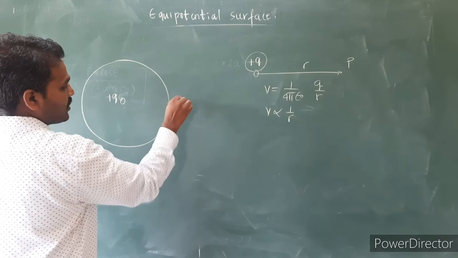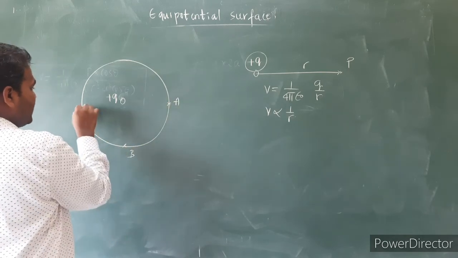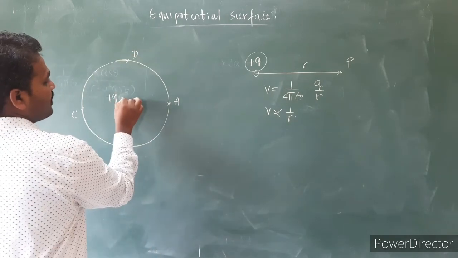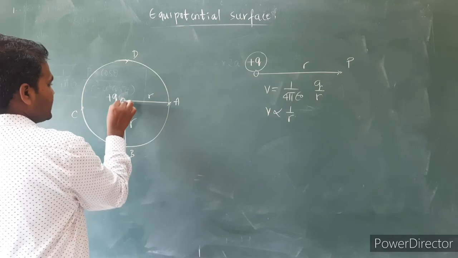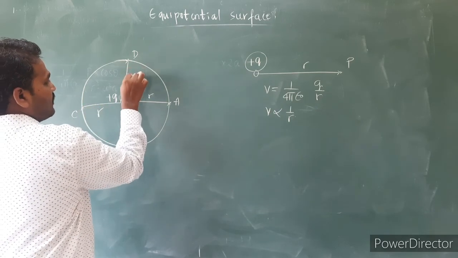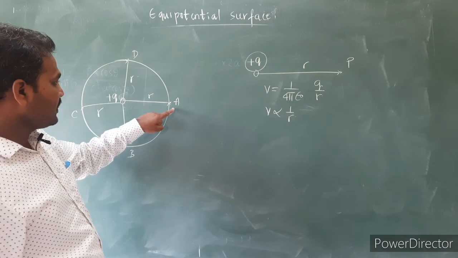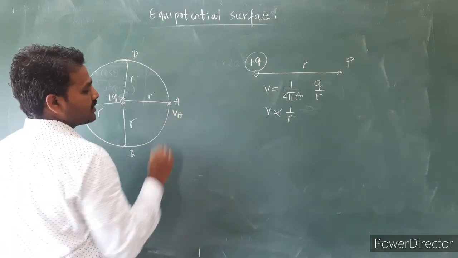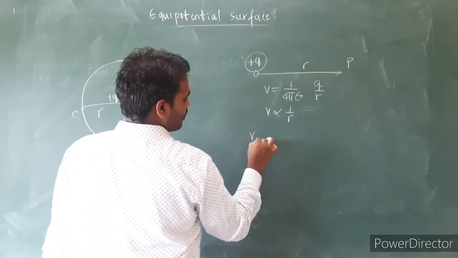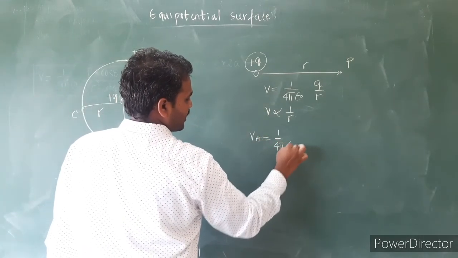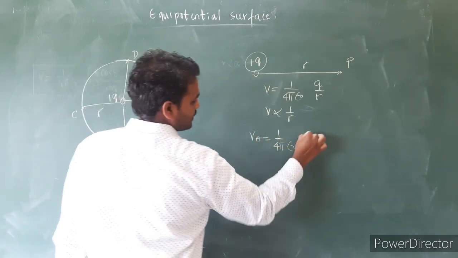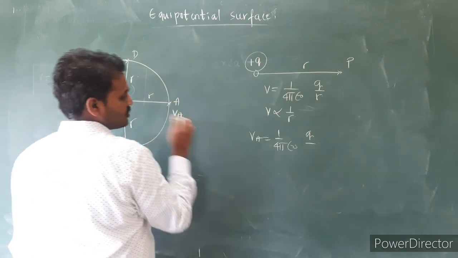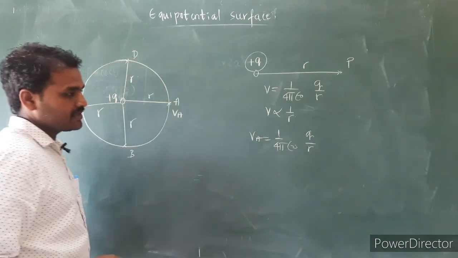Let me consider different points. Let me take point A, point B, let me take another point C, let me take one more point D here, such that all these distances are equal, that is equal to the radius of this circle. So, when I consider this point A, the electrostatic potential at A, I write it as VA. So, VA will be equal to what? VA is equal to 1 by 4 pi epsilon naught, Q divided by the distance between this point and this source charge. So, that is R, is it not?